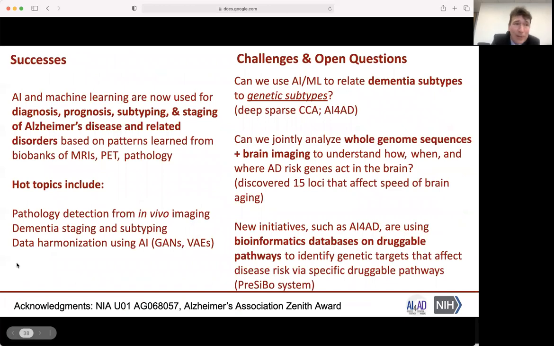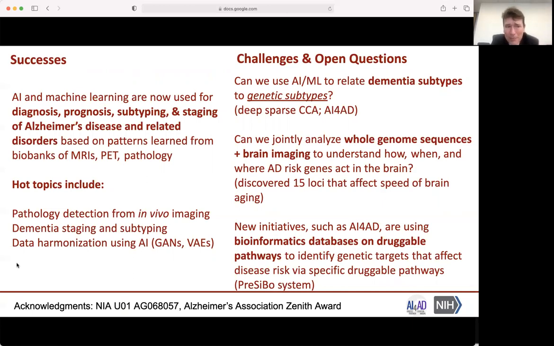So just to wrap up, some recent successes of artificial intelligence and machine learning in Alzheimer's research include novel automatic methods for diagnosis, prognosis, and also subtyping and staging of disease. So not only saying whether a patient has a certain disease based on their imaging, but also saying at what stage they're at, whether there's a mixture of pathologies, and also, as we saw in the neuropathology example, what are the cellular correlates likely to be. Now, these patterns are often learned from biobanks of MRIs, PET scans, and even neuropathology.